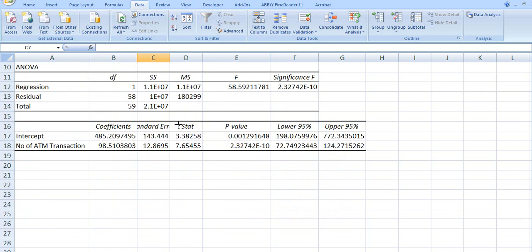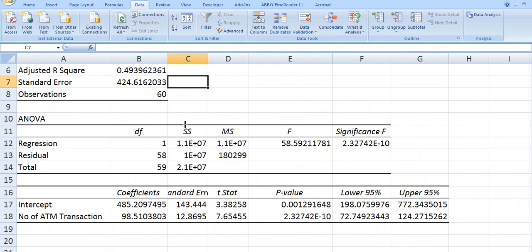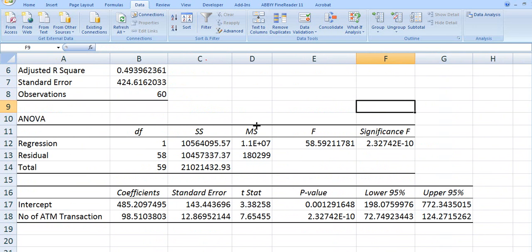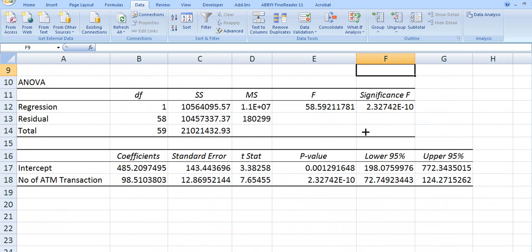Then next comes your ANOVA. Please note that in regression analysis, ANOVA is very important. It helps you in understanding how the regression is doing. In case of regression, the degree of freedom is the number of independent variables. Here we have only one independent variable, that is the number of ATM transactions.